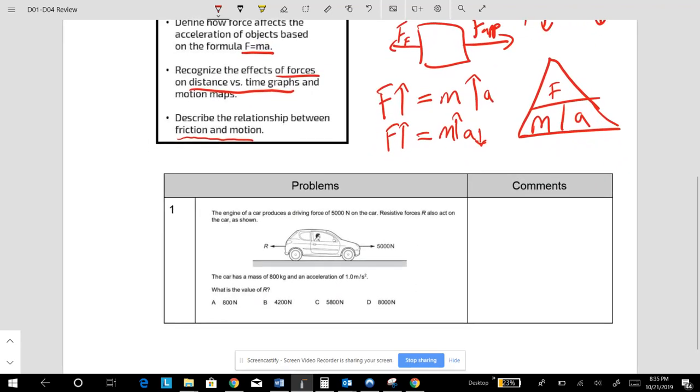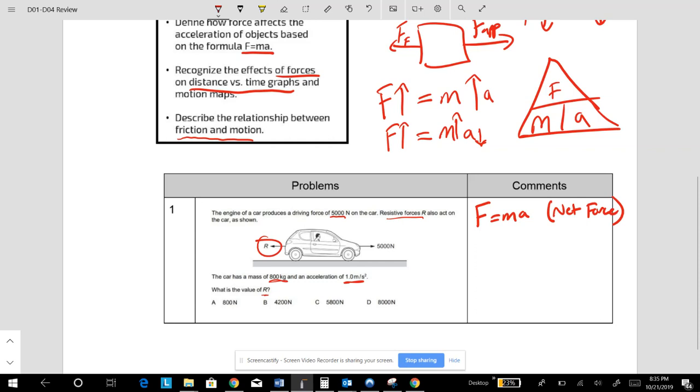So a car produces a driving force of 5,000 newtons on the car with a resistive force R also acting on the car. The car has a mass of 800 kilograms and an acceleration of 1 meter per second squared. What is the value of R? So what we're looking for is R, right? How we figure that out is this equation right here, F equals ma, which is actually net force. So this is going to be your net force equation.